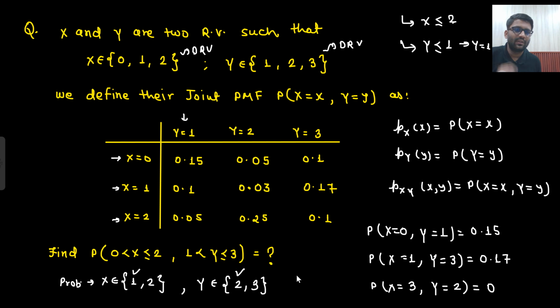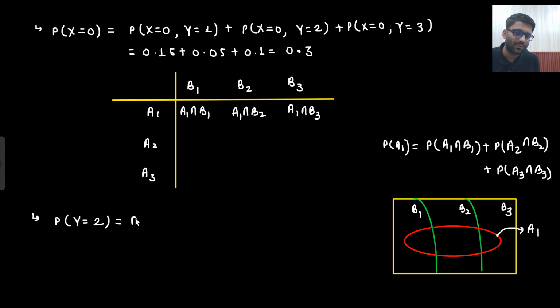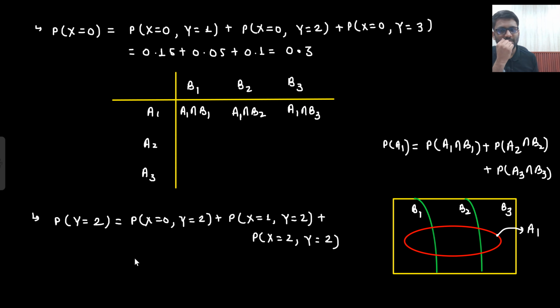Y equals to 2. That means if y equals to 2 is coming, then x could be 0, or it could be 1, or it could be 2. Basically, if I am saying that y is equal to 2, so x could be 0, taking y equals to 2 only. X could be 1, taking y equals to 2 only. Or x could be 2, taking y equals to 2 only. So what will be the answer?